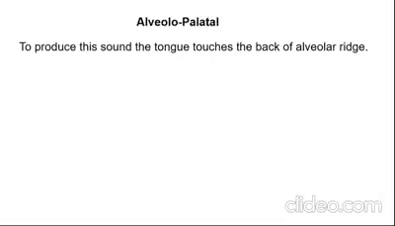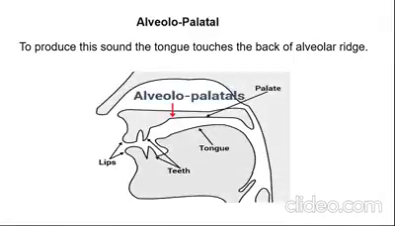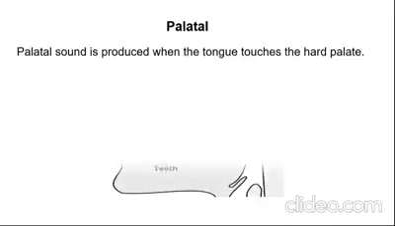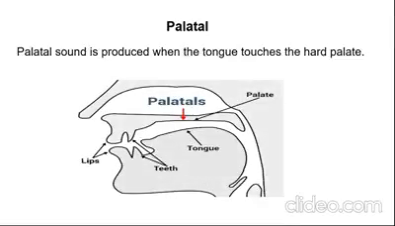Alveopalatal. To produce this sound, the tongue touches the back of the alveolar ridge. Look at this picture diagram. In this diagram, the tongue touches the arrow signs in your palate. That is called alveopalatal. Palatal. A palatal sound is produced when the tongue touches the hard palate. So actually the back side of the tongue touches the hard palate. Look at the arrow sign. It is called a palatal sound.